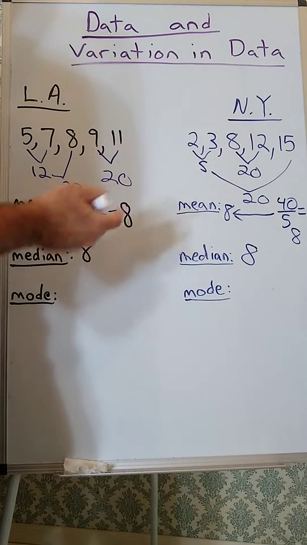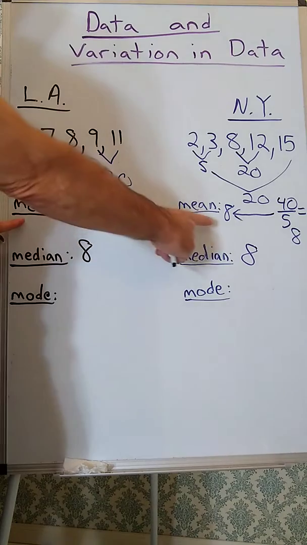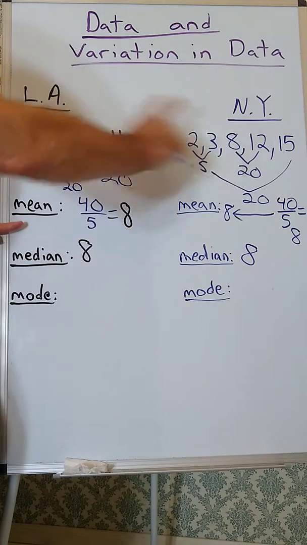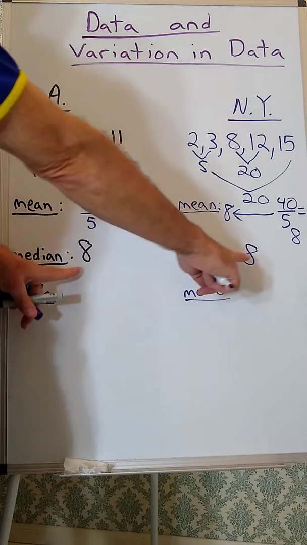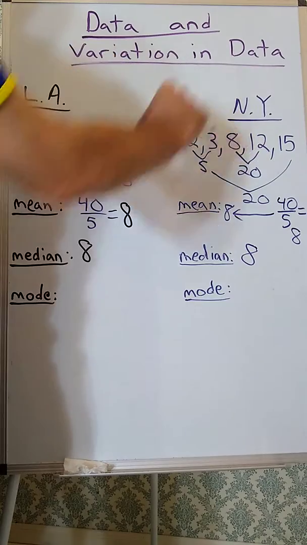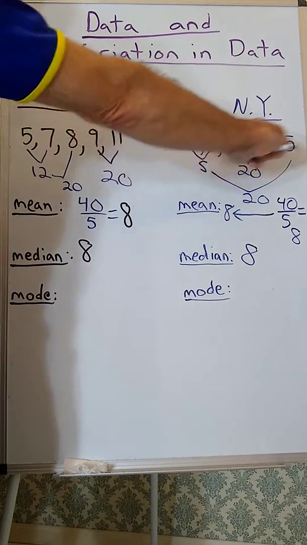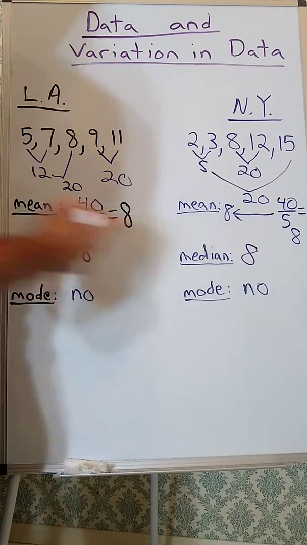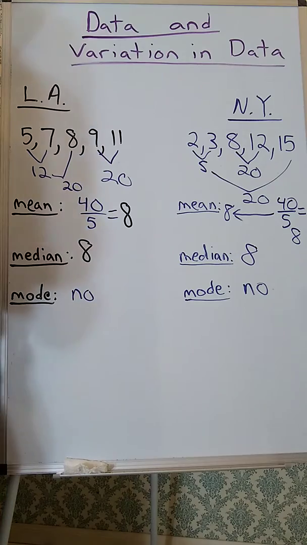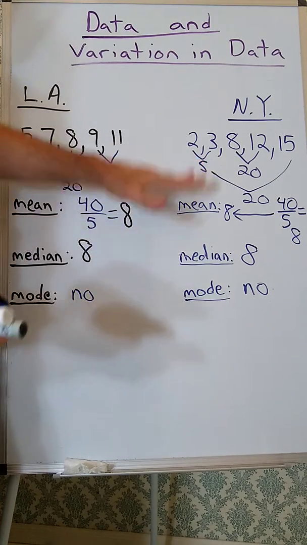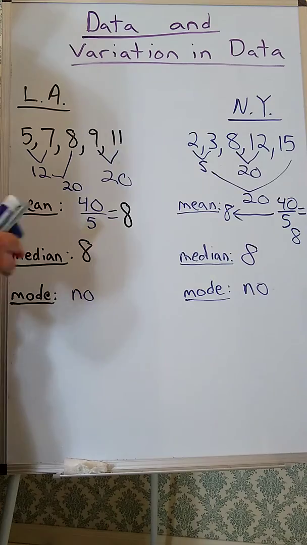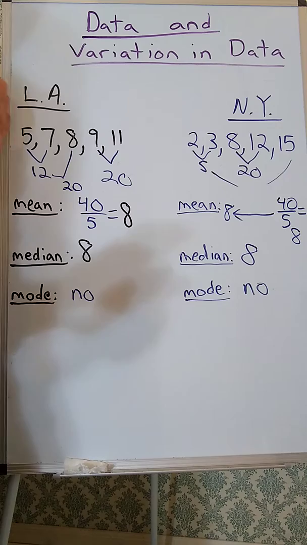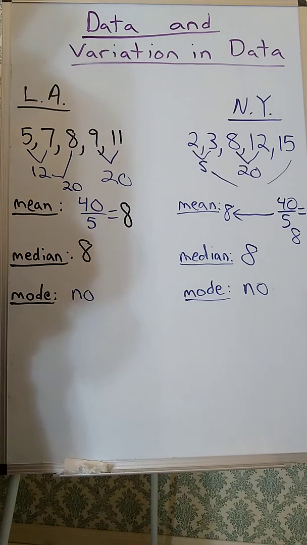So if we were to compare them, the mean in LA is 8, and the mean in New York is 8. You expect to spend $8 on average in either of the two towns. The median is also 8, the middle value, and there's no value that appears the most, so there is no mode. Okay, so the mean and median really are not giving us any way to distinguish the prices of ice cream in LA and New York.